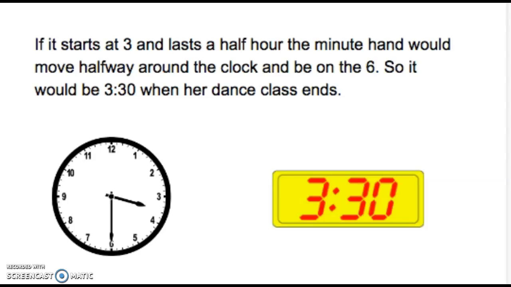If Kim's dance class started at 3 and it lasts for 30 minutes, look at our clock. Here we would have 3 o'clock to start with. It started at 3, and then the minute hand would move halfway around the clock so that it's pointing to the 6. So this shows 3:30. So Kim's dance class ends at 3:30.